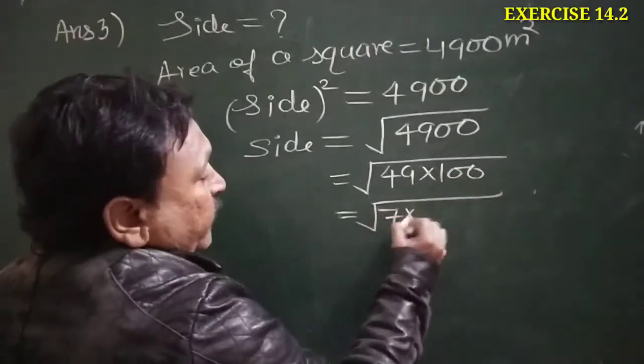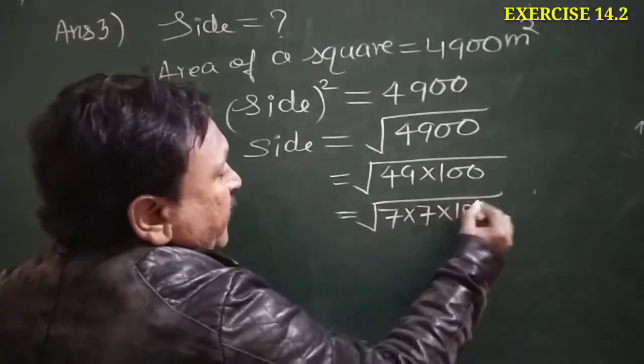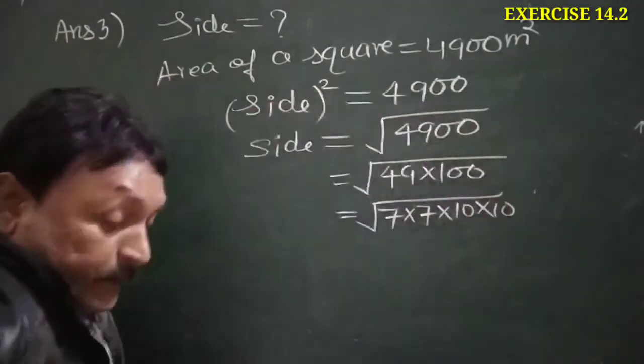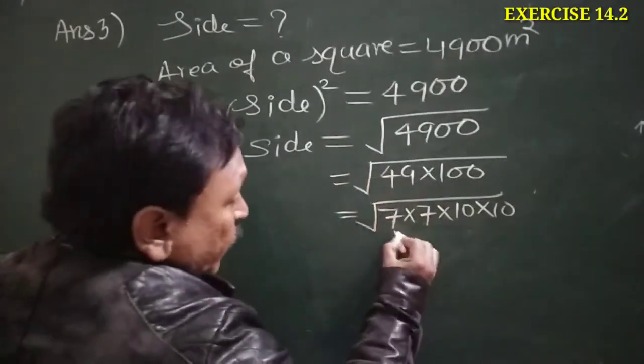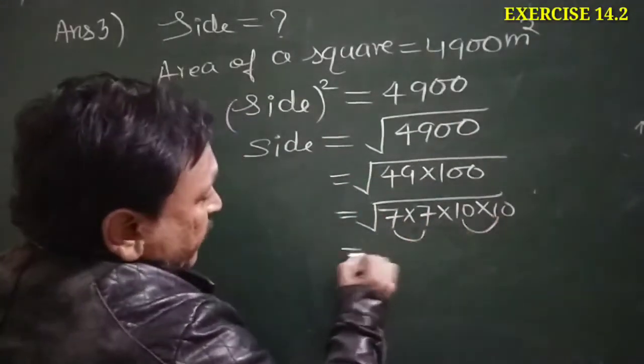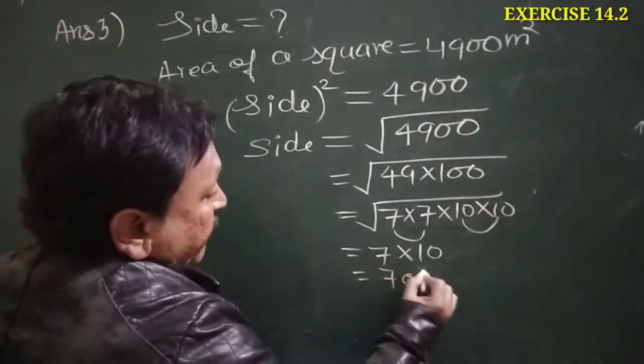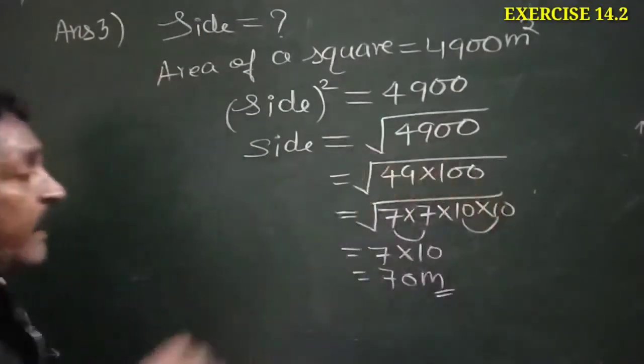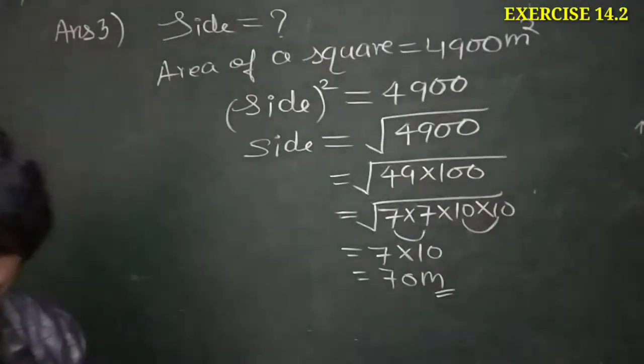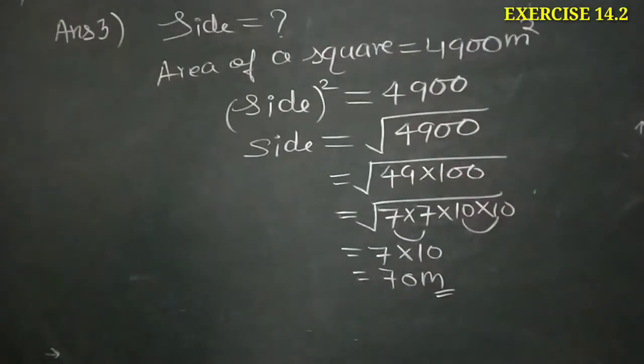49 means 7 into 7. 100 means 10 into 10. So one 7 and one 10 will come outside. 7 into 10 means 70 meter, which is our needed answer. Okay, note it and read question number 4.